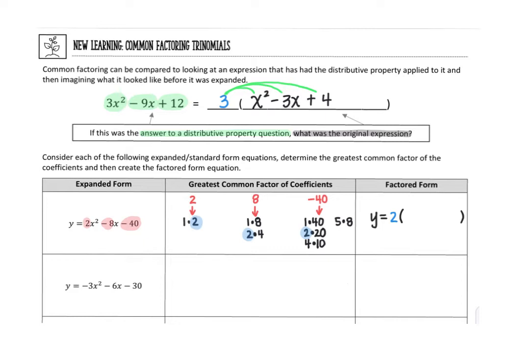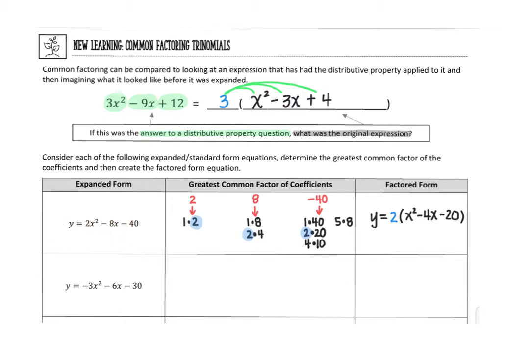So we'll continue to write y equals. We'll put our 2 out in front of the brackets, and then inside the brackets we'll put whatever would happen to the original expression if we divided it by 2. So 2x squared divided by 2 would give us x squared. Negative 8x divided by 2 would give us negative 4x. And negative 40 divided by 2 would give us negative 20.